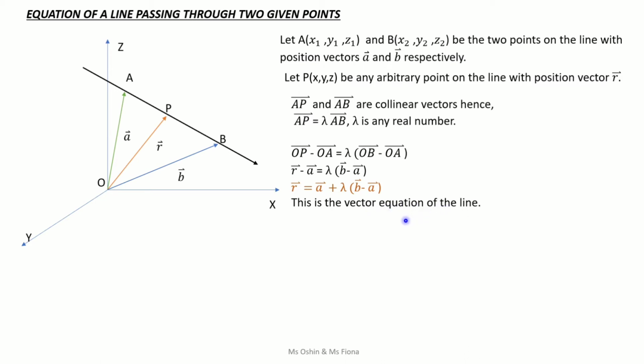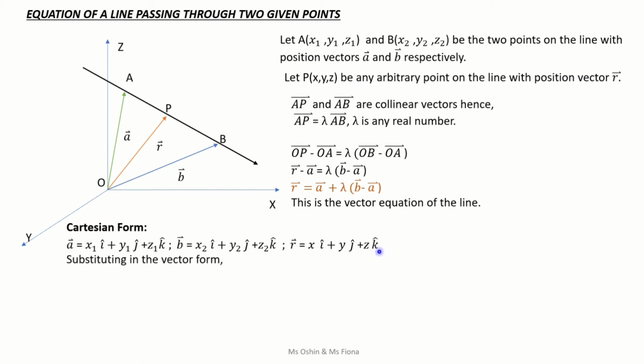Now to derive the Cartesian form, from the point A, that is x1, y1, z1, we can write vector A as x1 i cap plus y1 j cap plus z1 k cap. Vector B can be written as x2 i cap plus y2 j cap plus z2 k cap. And vector R can be written as x i cap plus y j cap plus z k cap. Now substituting all this in the vector equation, we get this step.